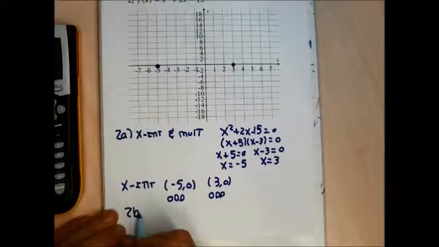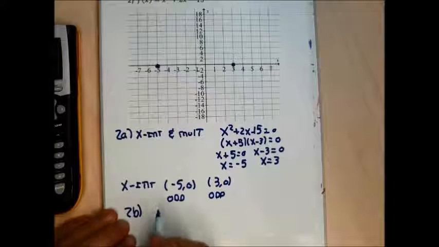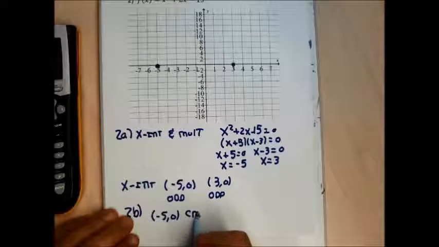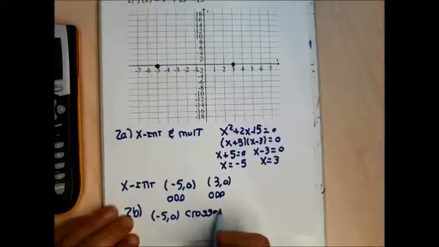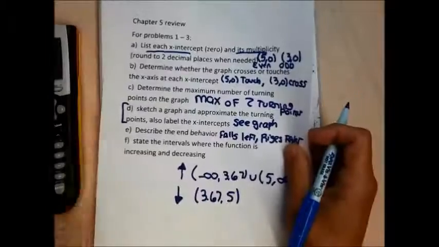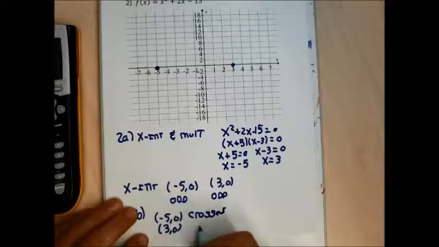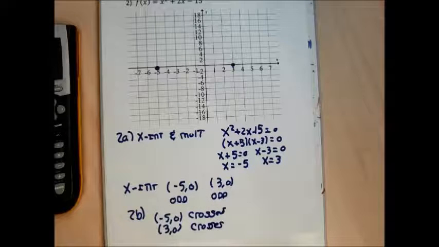Part B is determine whether the graph crosses or touches. With odd multiplicity, the graph crosses the x-axis. So as I go to do part B, it says determine whether the graph crosses or touches the x-axis. For both of these, because they both have odd multiplicity, the graph is going to cross the x-axis as opposed to touch.